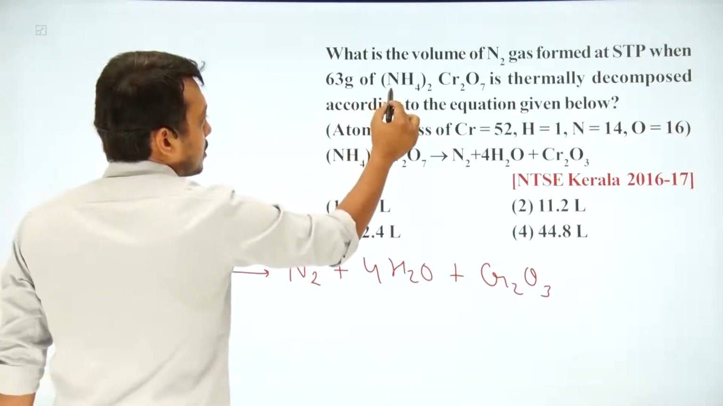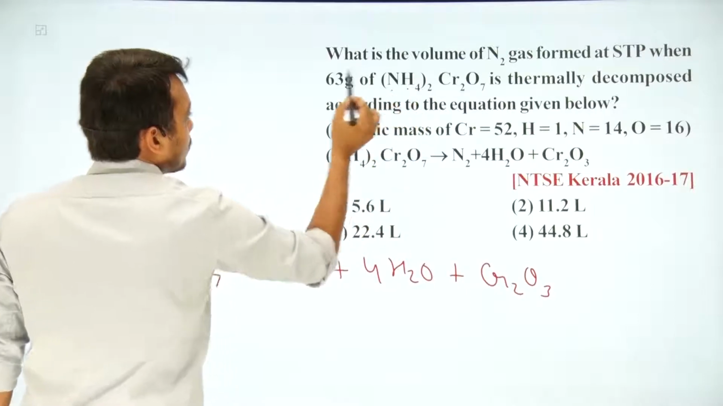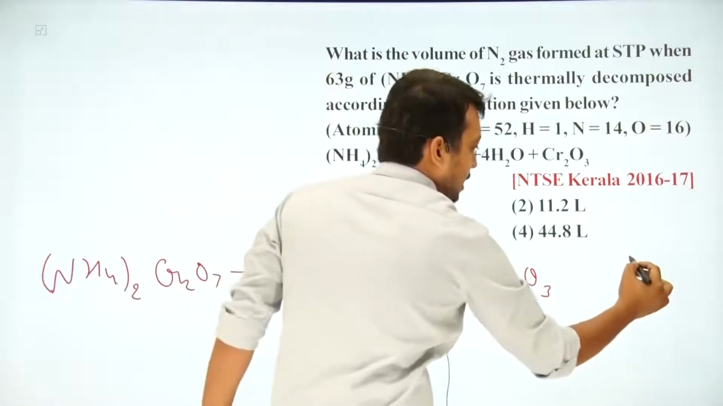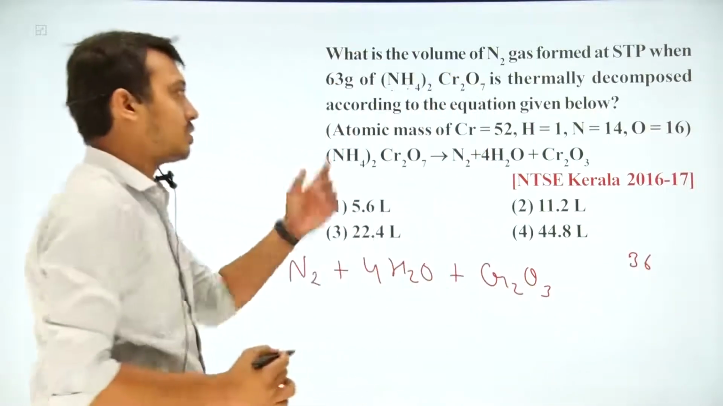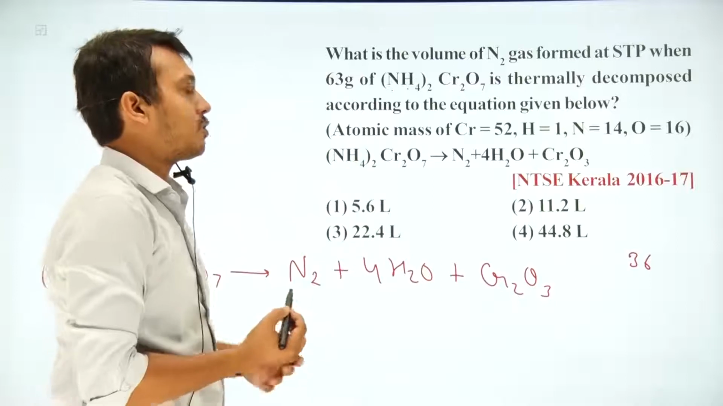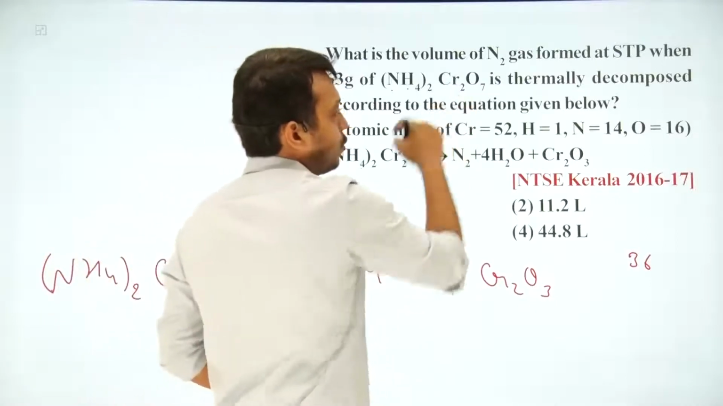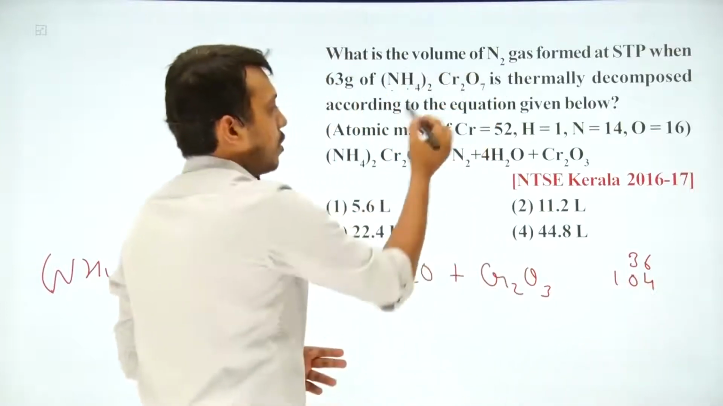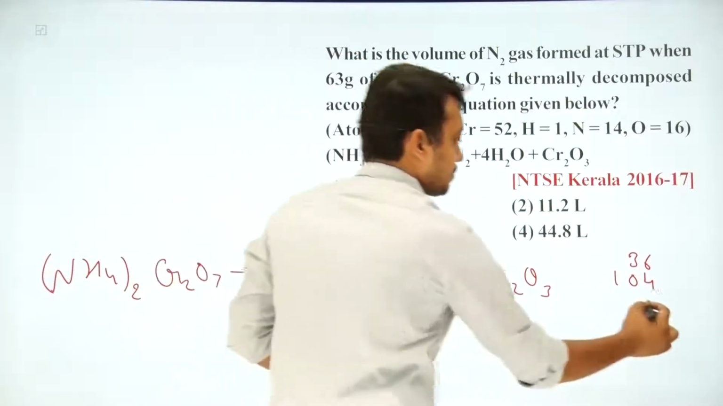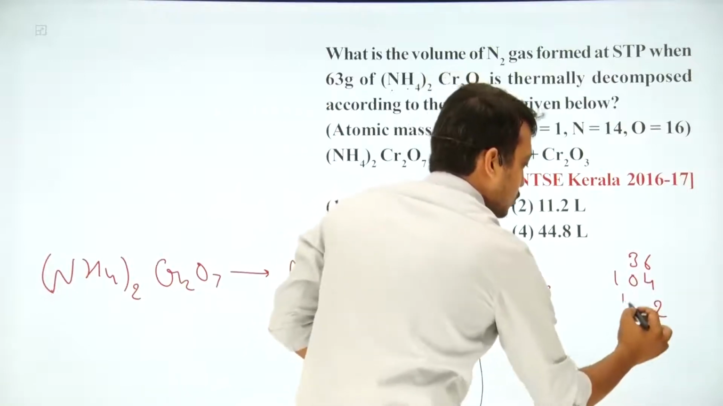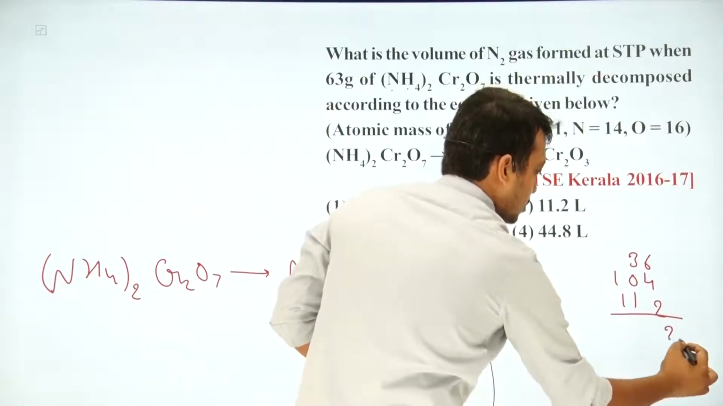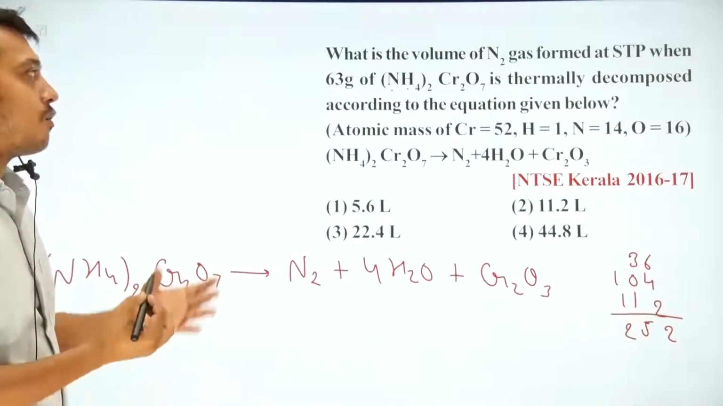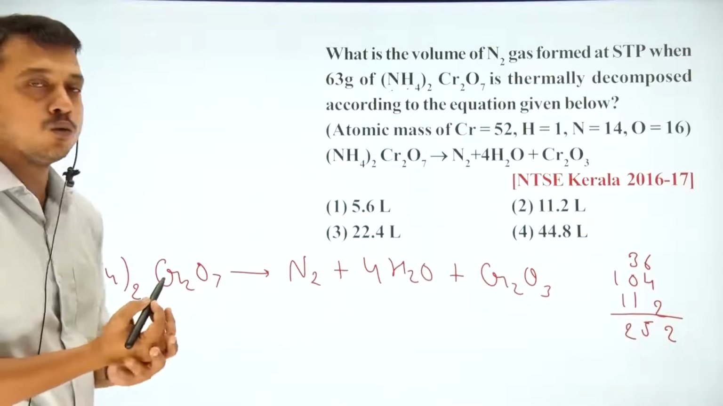The atomic mass of nitrogen is 14, 14 plus 4, that is 18, 18 into 2, that is 36. Now Cr2O7, the atomic mass of chromium is 52. Here two atoms are present, so it is 104, and oxygen is 7 atoms, so 112. So 252 is the molar mass of (NH4)2Cr2O7.